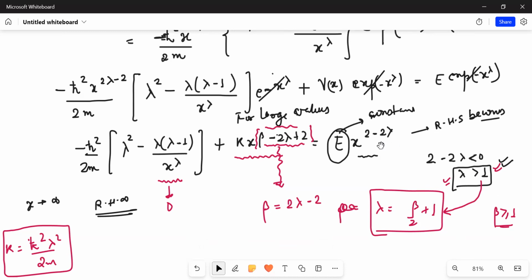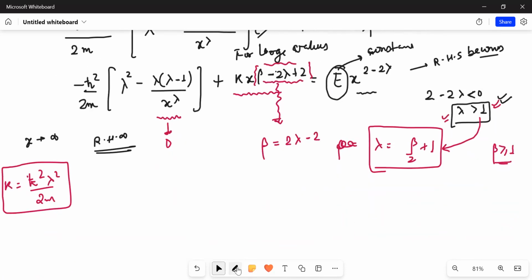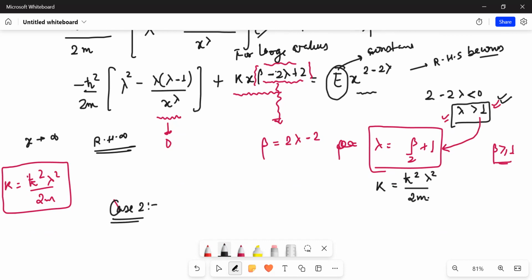So this particular equation is implicit in this. What if another case can arise, this case number 2? Another condition on k can be that k should be equal to ħ²λ² upon 2m. Why? Because if this is not the case, then the entire thing cannot remain zero. So both left hand side and right hand side should be zero. So if 2 − 2λ is less than 0, which implies that λ should be greater than 1.